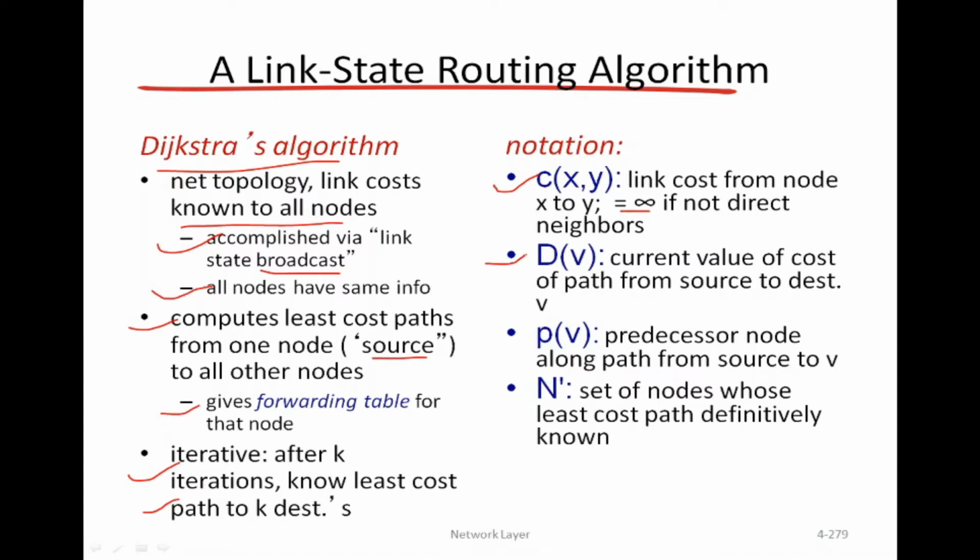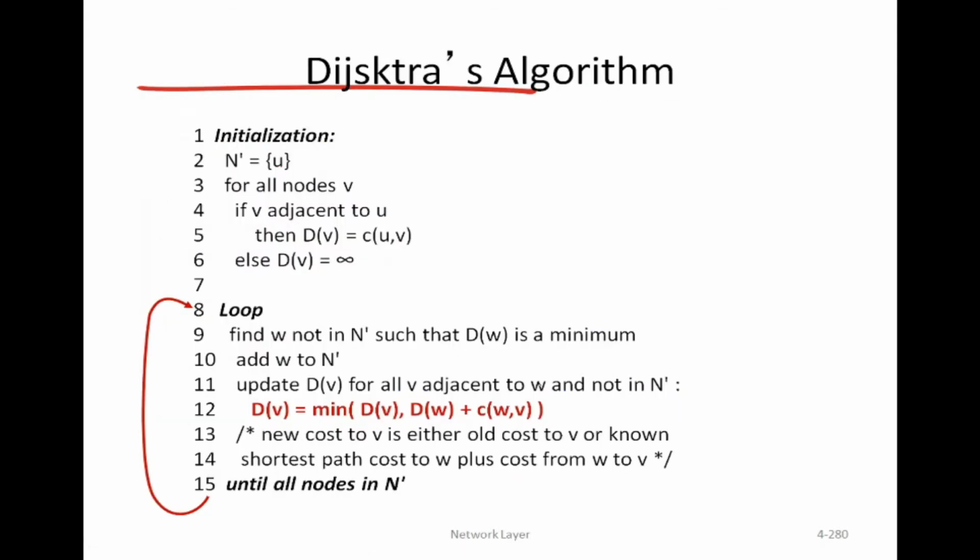Then d of v is the current value of the cost of the path from source to destination v. Then p of v is the predecessor node along the path from source to v. Then n dash is the set of nodes whose least cost path is definitely known. So let us consider this algorithm in detail.